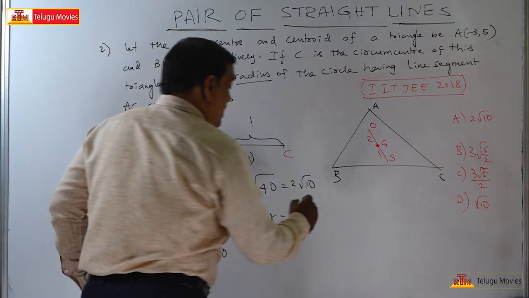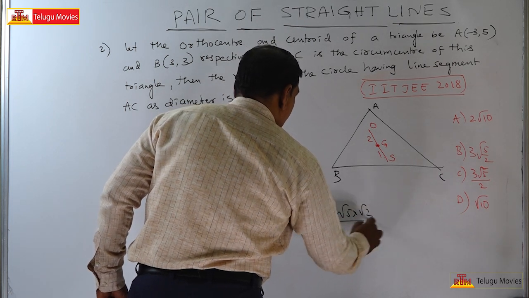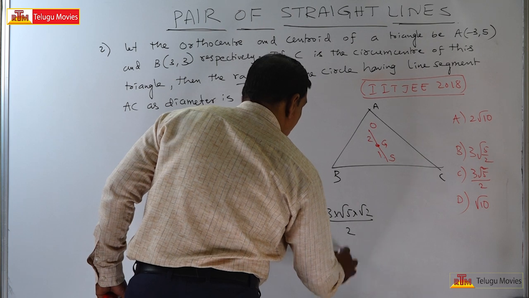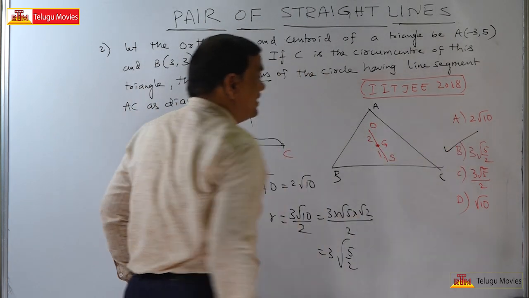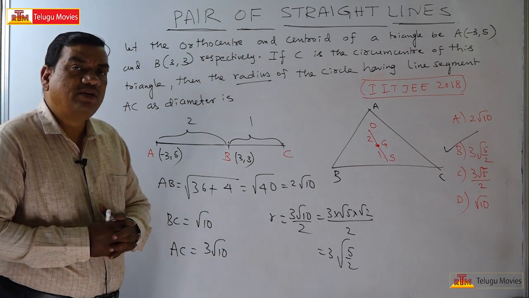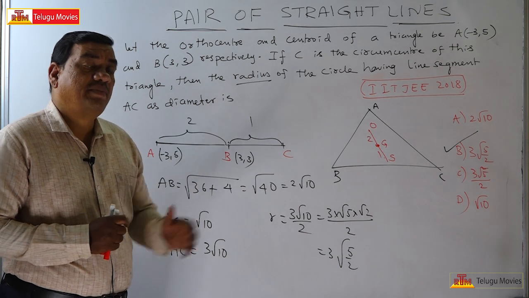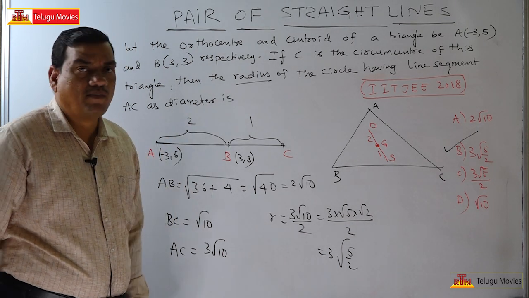We can change the answer like this. So this is equal to root 5 into root 2 by 2. So this is root 5 by 2, you can write down. So therefore, option B is the correct answer. See here, it is a very, very easy problem given in the JEE Mains examination. So it is almost a board level problem.